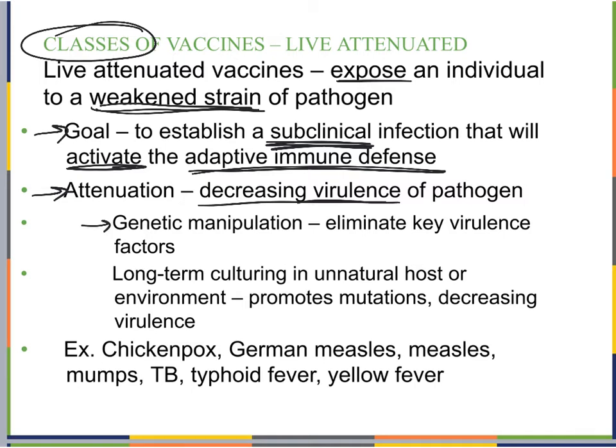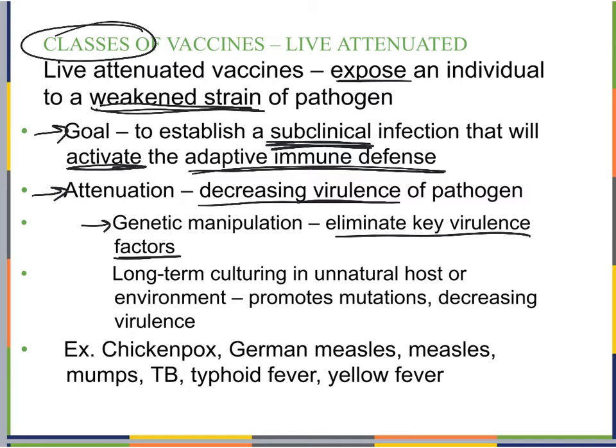One is through genetic manipulation. So what we can do is go in and eliminate key virulence factors. We would go in genetically and make sure that we maintain the antigens that our body recognizes for that particular pathogen. But what we would do is knock out their virulence factors. Maybe not all of them, but some key ones that would lead to the full signs and symptoms and perhaps death, depending on the type of pathogen we're talking about.